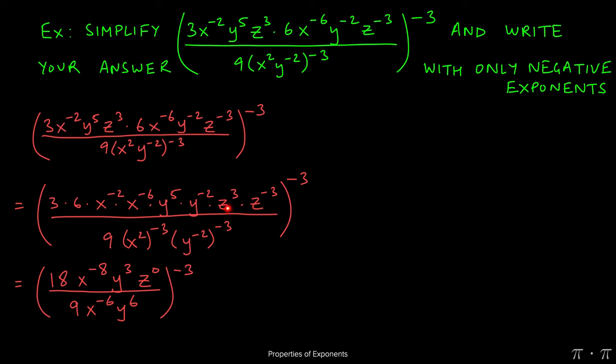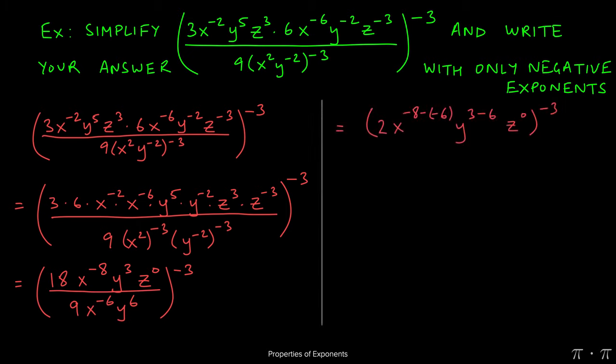Similarly, for z's, we can use the product rule again and add the exponents, but 3 plus a negative 3 is just 0. For the denominator, the 9 comes along. x squared raised to the negative 3 simplifies to x to the negative 6. y to the negative 2 raised to the negative 3, by the power rule, we multiply the two of those numbers and get y to the 6th.